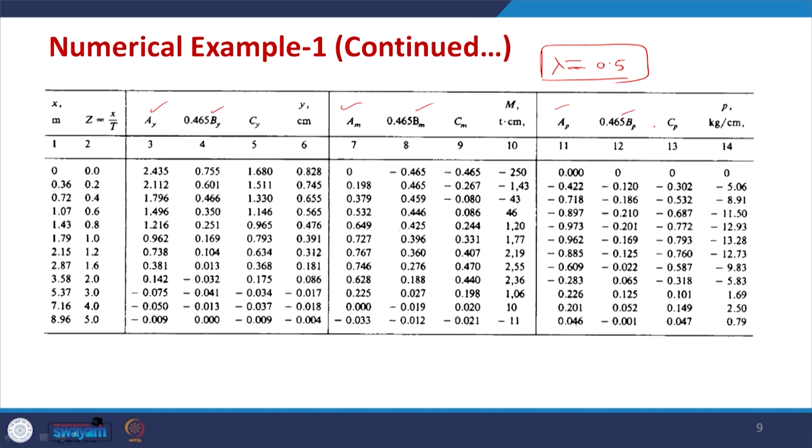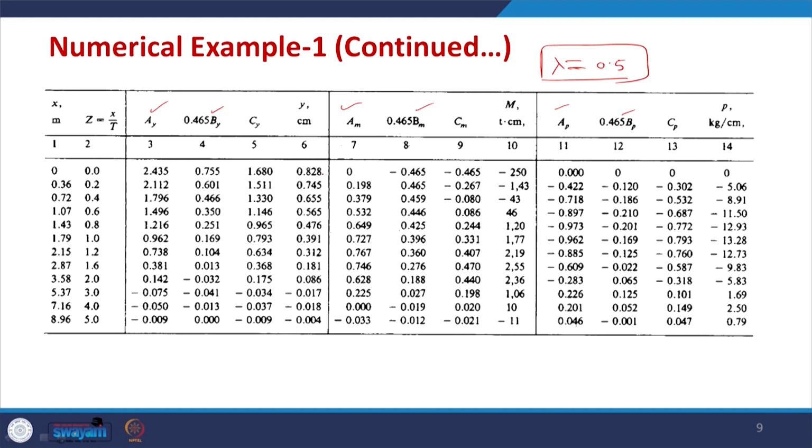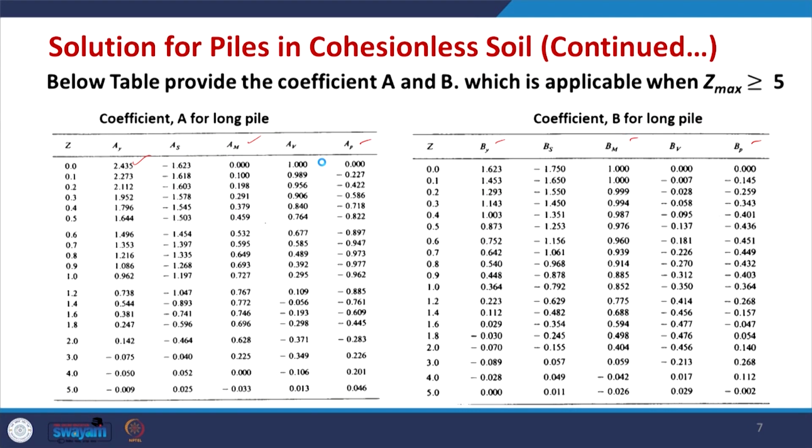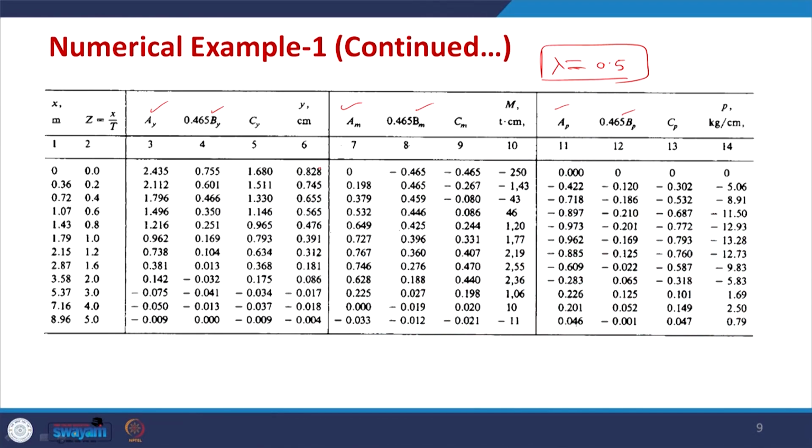Finally, we get the value of deflection using this relation, and the deflection found is, you could see, maximum at the pile top, and this comes out to be 0.828 centimeter, that is about 8 mm. But originally the deflection given was 12 mm. So, when the pile head was free, the same load gave a deflection of 12 mm, but if I restrain the pile head, then the deflection is reduced to 0.828 centimeter, that is 8 mm. So, about 2/3 of the deflection, which was expected.